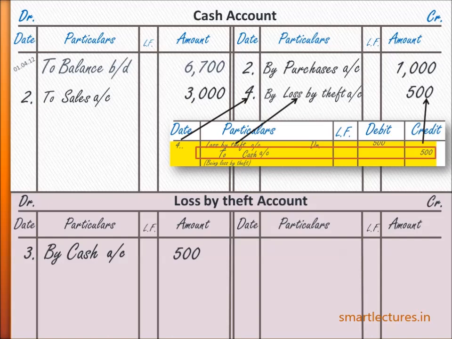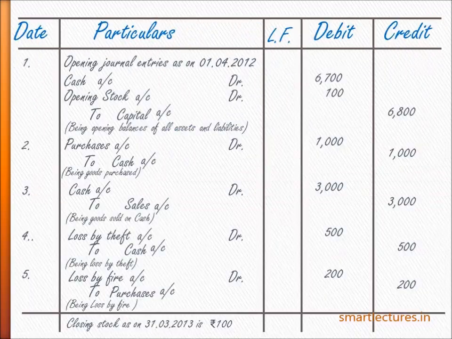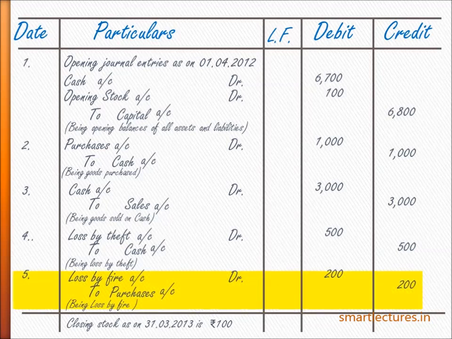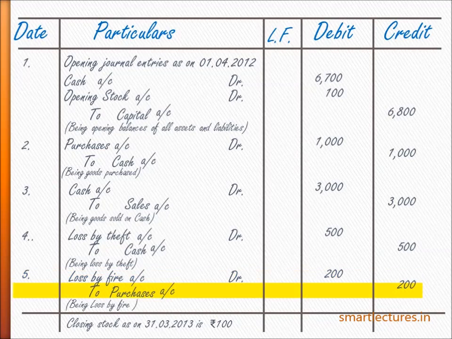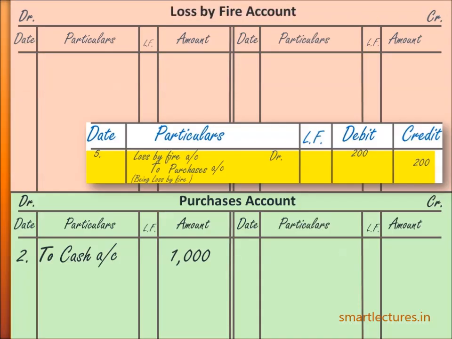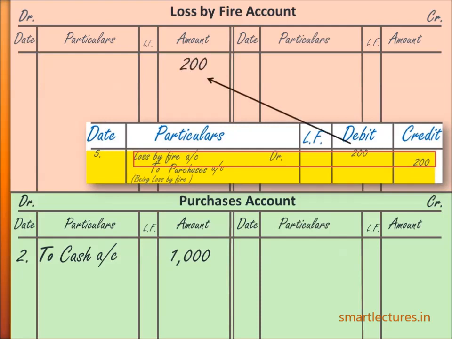This was debited, so write down by loss by theft account. Now come to the next journal entry. Loss by fire account debit to purchases account rupees 200. It means debit loss by fire account and credit purchases account. So come to the loss by fire account. It should be debited by rupees 200. What it means? Means 200 should be written down on the debit side of loss by fire account.